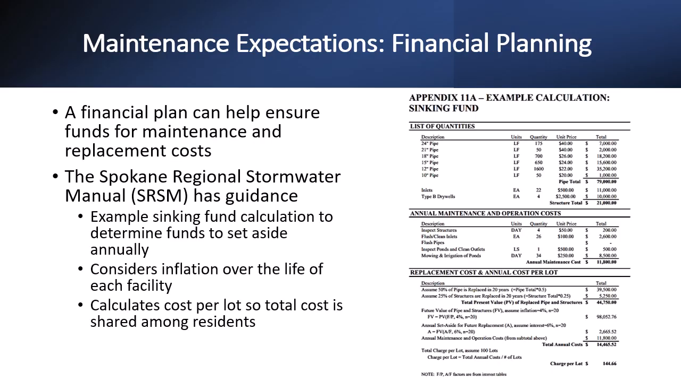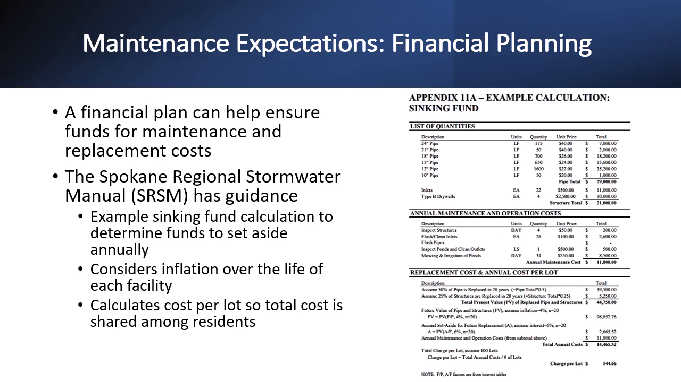As with other HOA maintenance costs, it is essential to include stormwater maintenance in any financial planning. A financial plan can help ensure your HOA has the funds to maintain the stormwater facilities and replace them when they have reached the end of their life cycle. The Spokane Regional Stormwater Manual has guidance for the development of a financial plan to cover stormwater facilities.